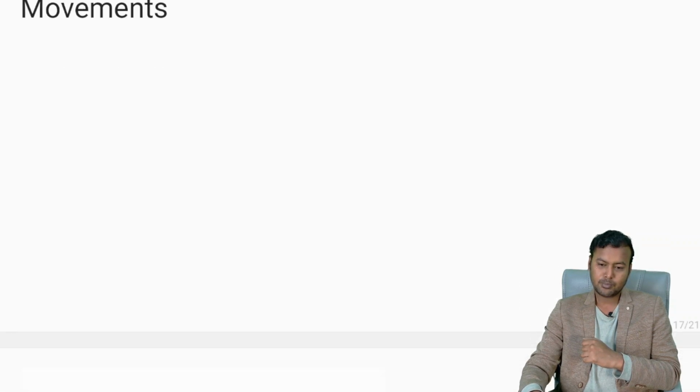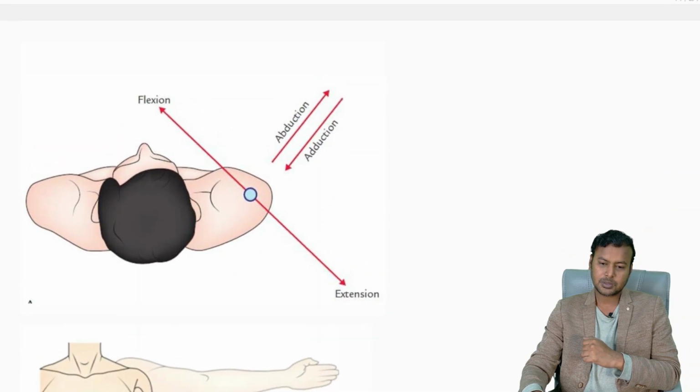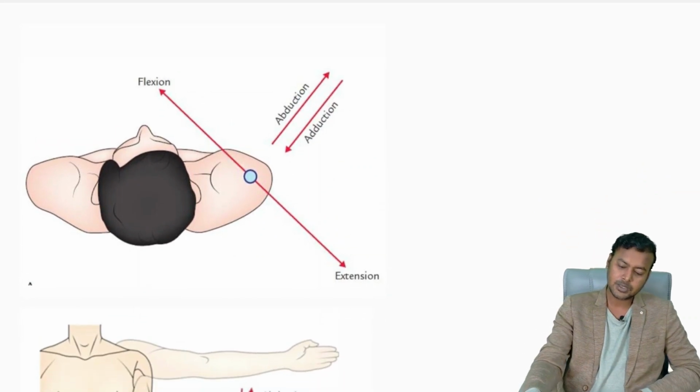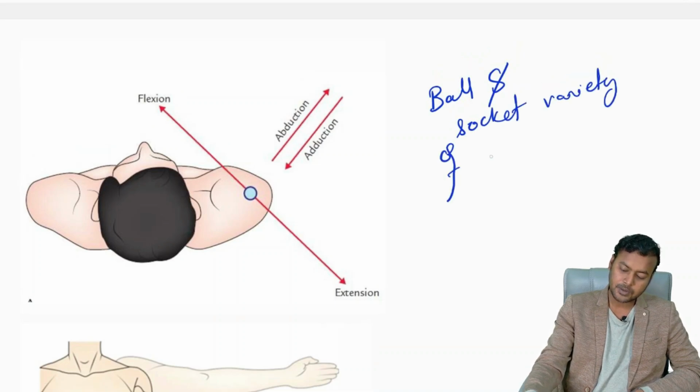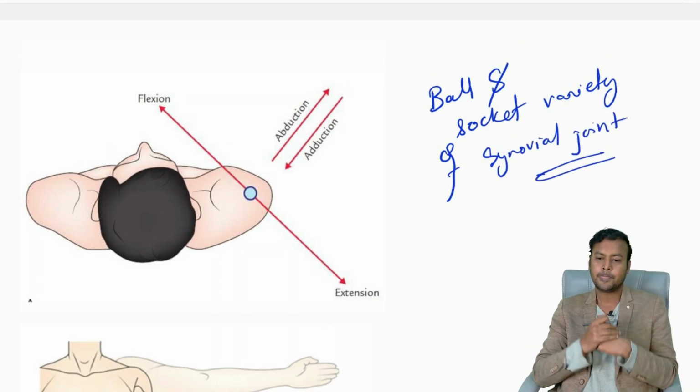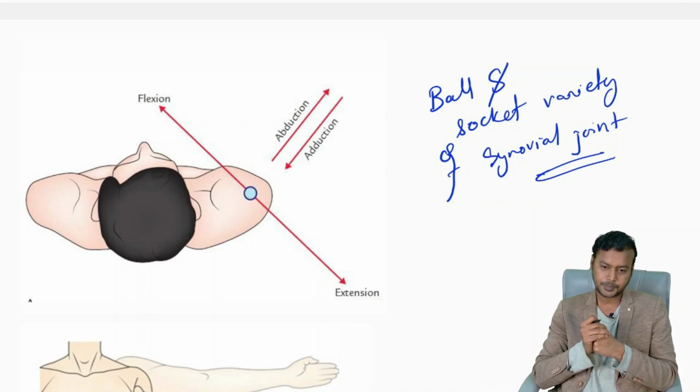What are the different movements that are possible? So since it is a which type of joint? It is a ball and socket variety of synovial joint. So it is going to provide huge range of movement or motion. The head of the humerus acts as the ball and socket is the glenoid cavity.